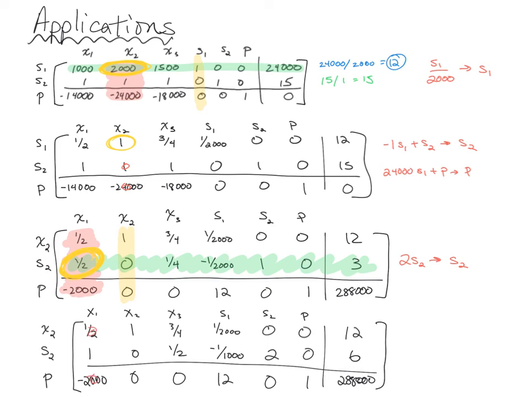So now the goal just becomes getting a 0 here and here. The two row operations necessary to do that are negative 1/2 S2 plus row x sub 2, and we will replace that first row with this result, and then we will multiply S sub 2 by 2,000 plus P, and we will place that result back into row P. I will perform these two row operations and display them on the next slide so you can see what that looks like.